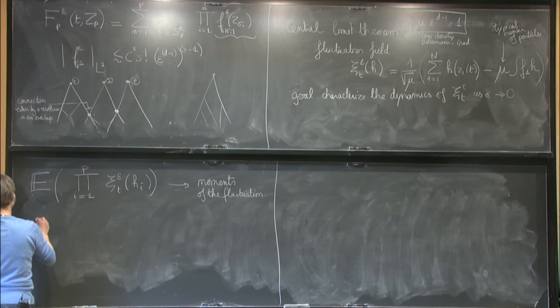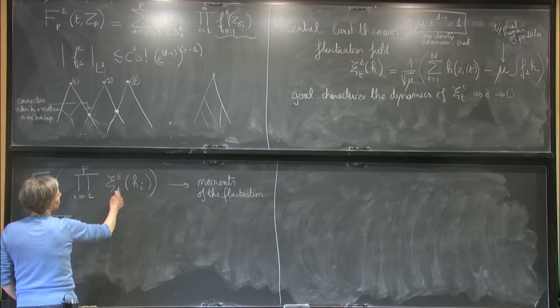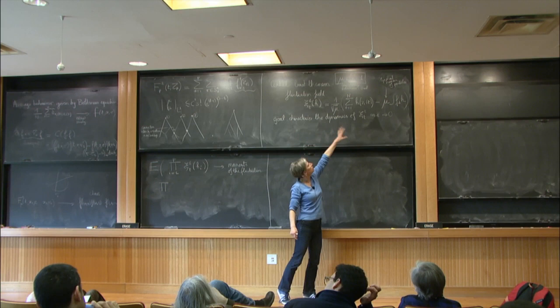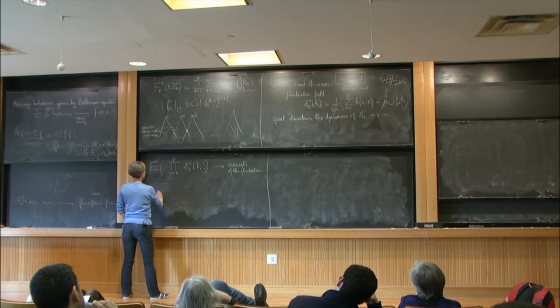So what you get is something like the expectation of... I will first introduce a partition. This partition will tell you whether I use, say, the first part here, which is related to the empirical measure, or the other part here. So I have something like the sum over all possible partitions.